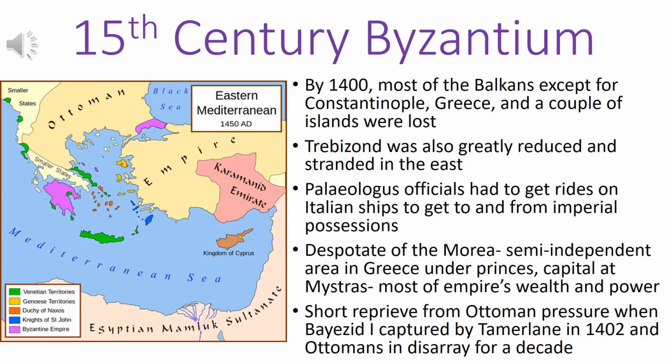And by 1450, the Byzantine world would look like what you see on your map here. Just Constantinople and Greece. And even in the Morea, we see that the Italians have seized several things from the Byzantines.